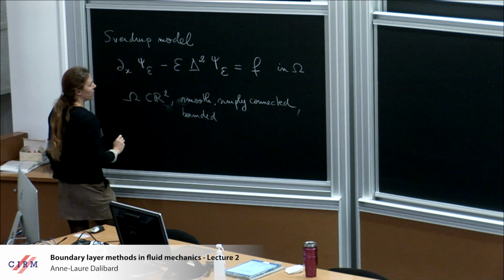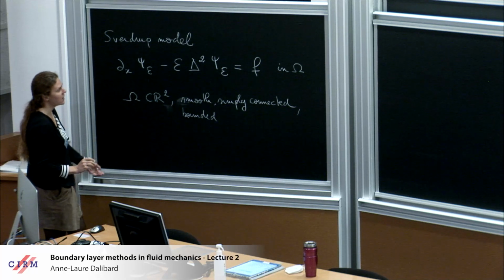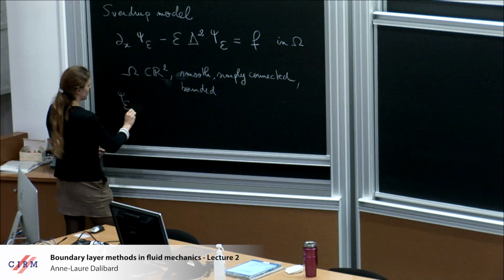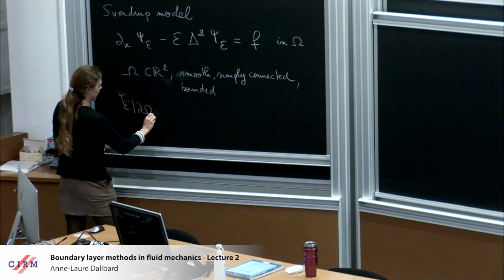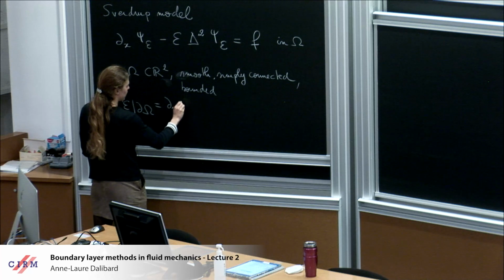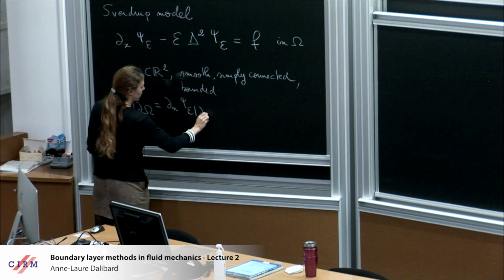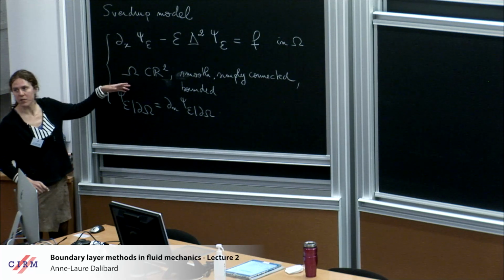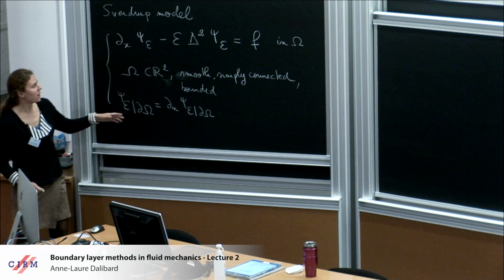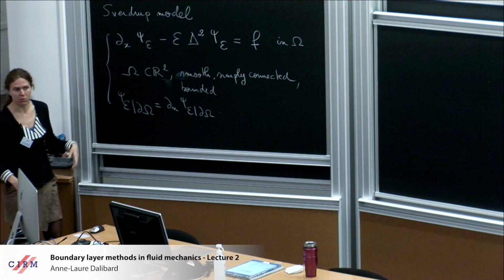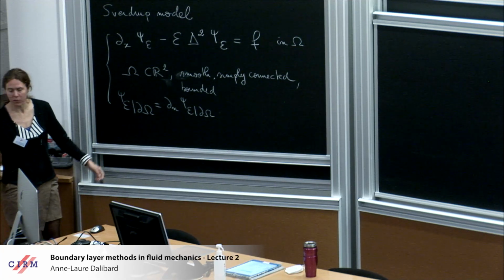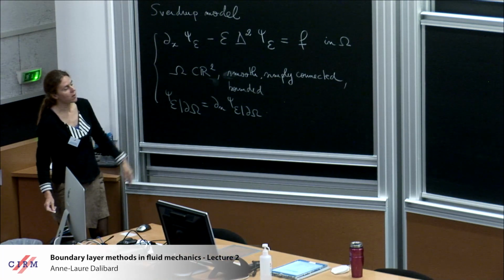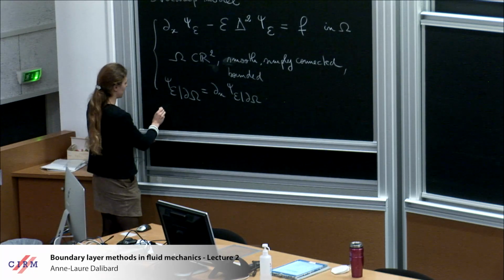And I'm endowing this PDE with two boundary conditions on the boundary of omega. I'm assuming that psi epsilon vanishes, as well as its normal derivative, on the boundary of omega. It's easy to prove that for any epsilon and f, say in L2, this PDE has a unique solution, just a consequence of the Lax-Milgram lemma, for instance. And the purpose is to study the behavior of solutions as epsilon goes to 0.